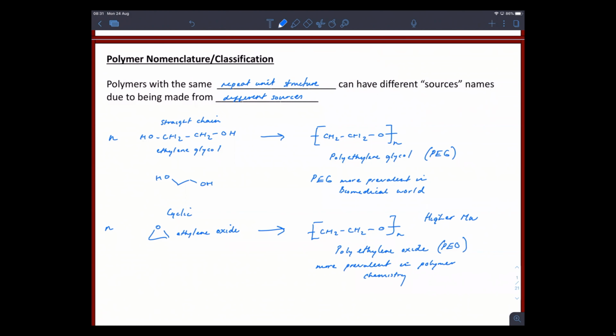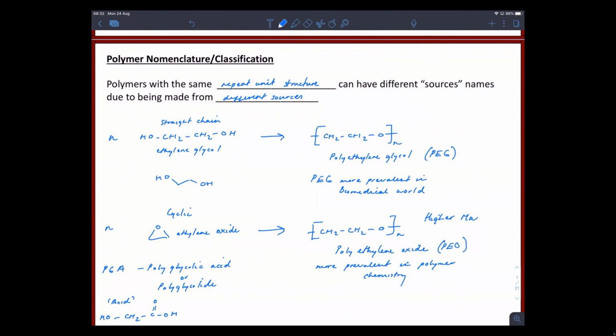We also have a similar problem for what we call PGA, which can be polyglycolic acid or polyglycolide. So the acid form of that, which is a straight chain, would look like this. And you will notice this one has got functional groups on it. Therefore, if it's got functional groups on it, it has to proceed by a condensation reaction.